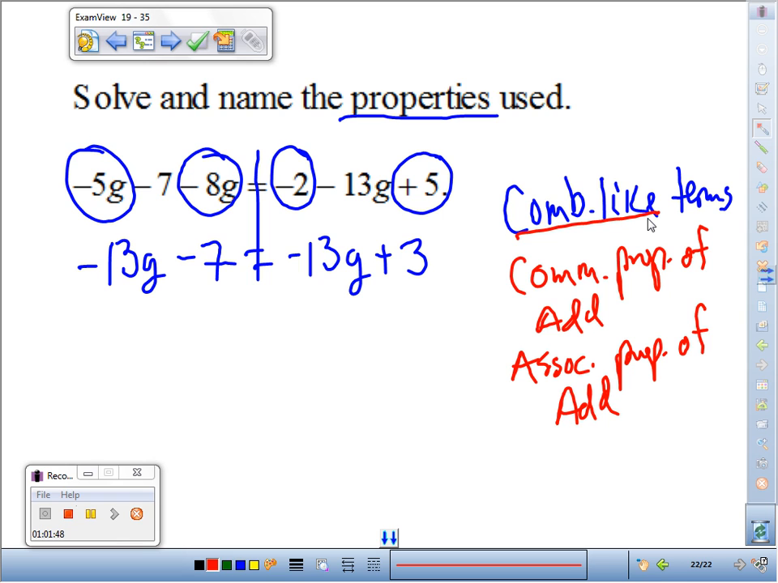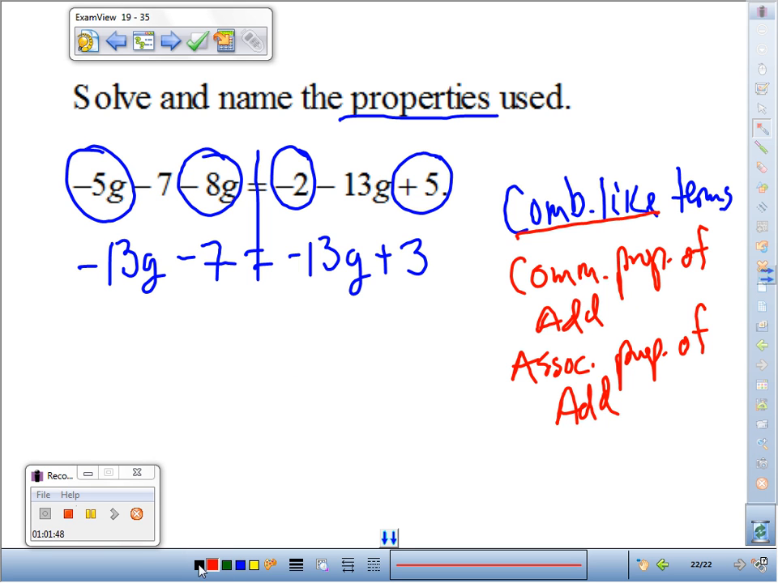Once again, when we combine like terms, what properties do we use? Commutative and associative properties. When we combine like terms, what are the properties, Juliana? When we combine like terms, what are the properties, Zoe? Commutative and associative. Don't forget that, please.